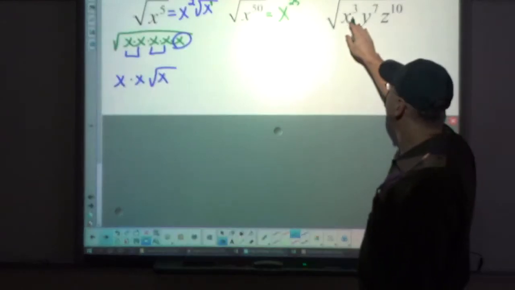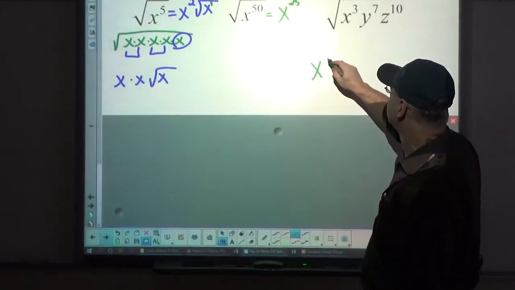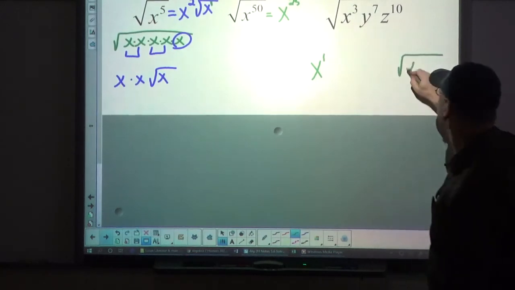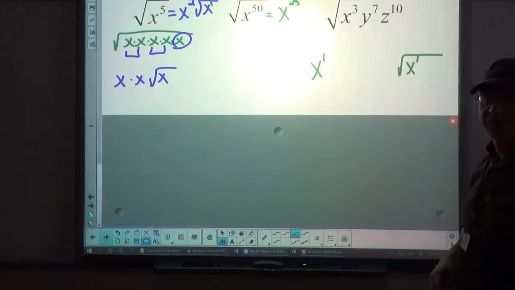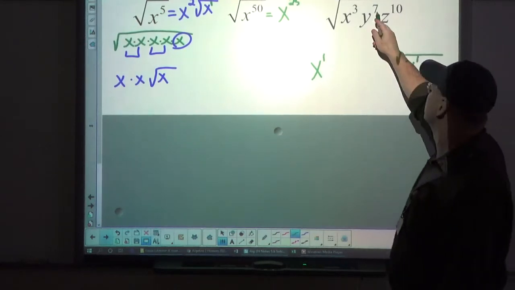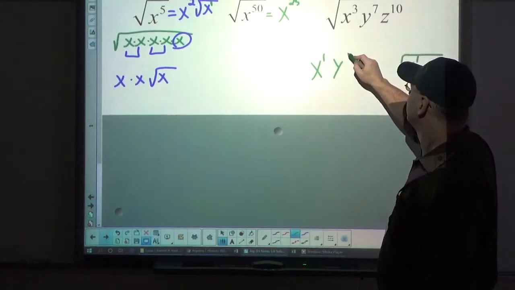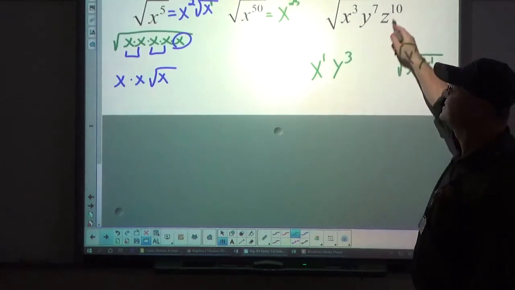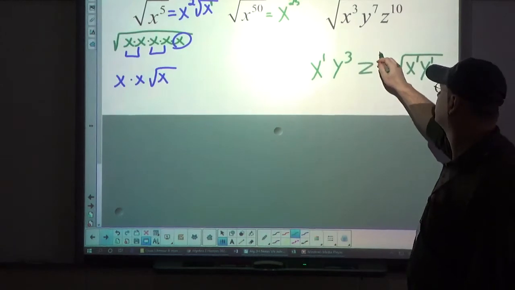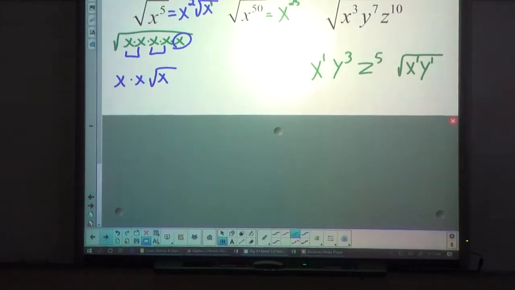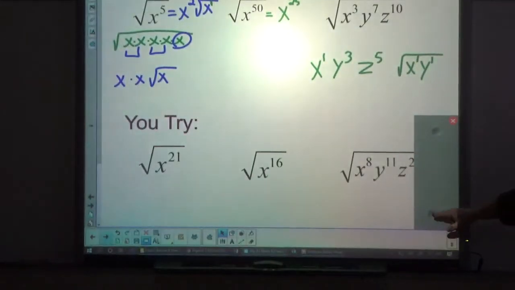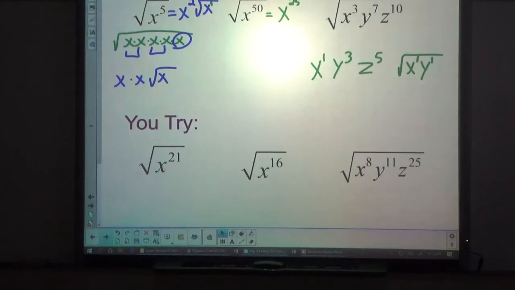Here, if I divide by 2, 3 divided by 2 is 1, and I'm going to have a remainder of 1 for the x power. Y, 7 divided by 2 is 3, remainder 1. And z, 10 divided by 2 is 5, no remainder, so z is not inside. Give these 3 a try and see what you get.